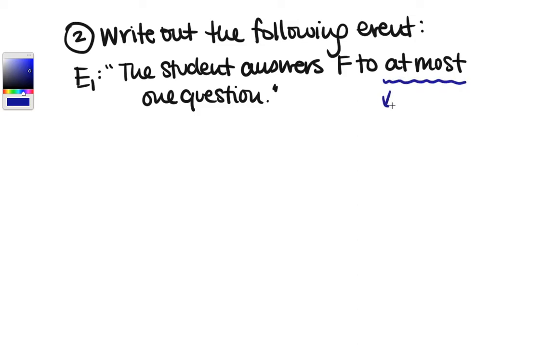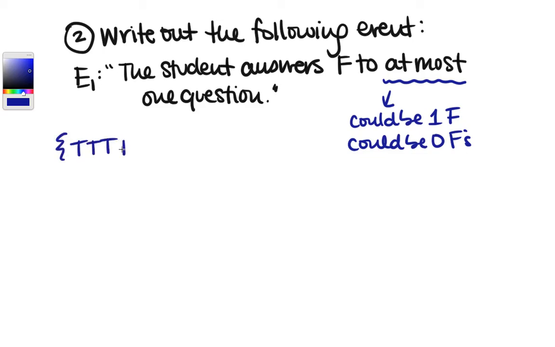So at most means there could be 1 F. There could also be 0 F's, and those are the possibilities, right? The most F's we can have, the most false answers, is just 1. So you could have all true, and let's go ahead and use set notation. True, true, true, true, true, true. You could have 1 false, and that false could be in any of the 6 spots.